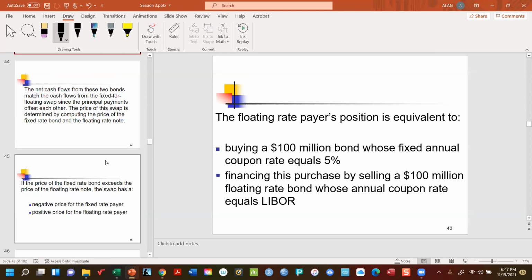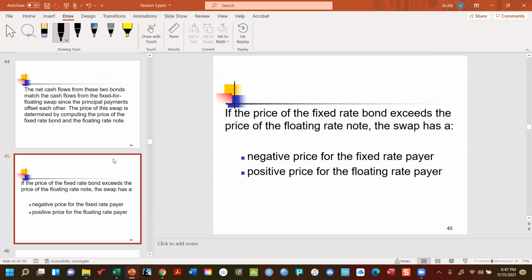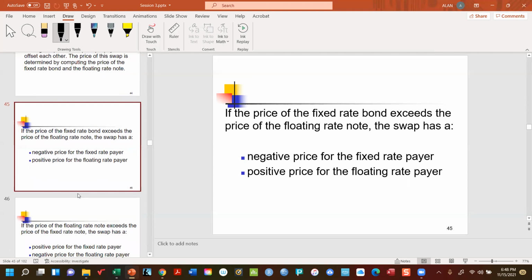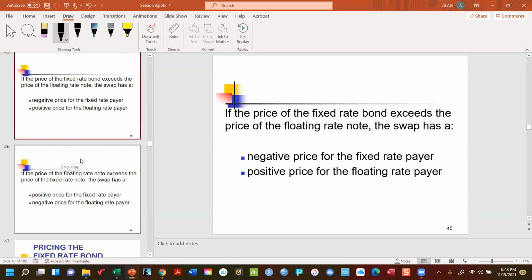All right, so therefore, if the price of this fictional fixed rate bond exceeds the price of the fictional floating rate note, the swap will have a negative value or price for the fixed rate payer and a positive price for the floating rate payer. All right.